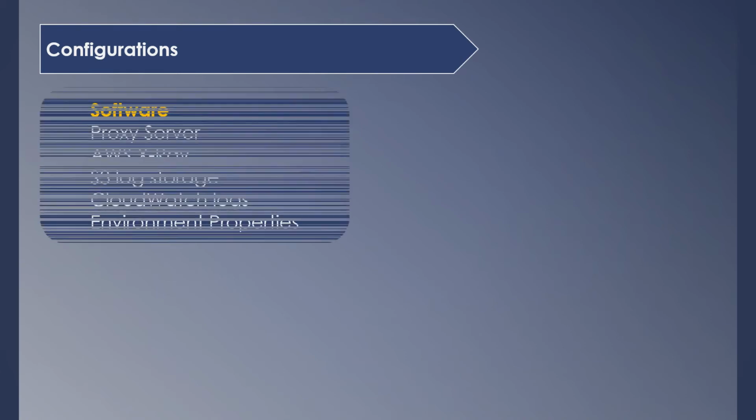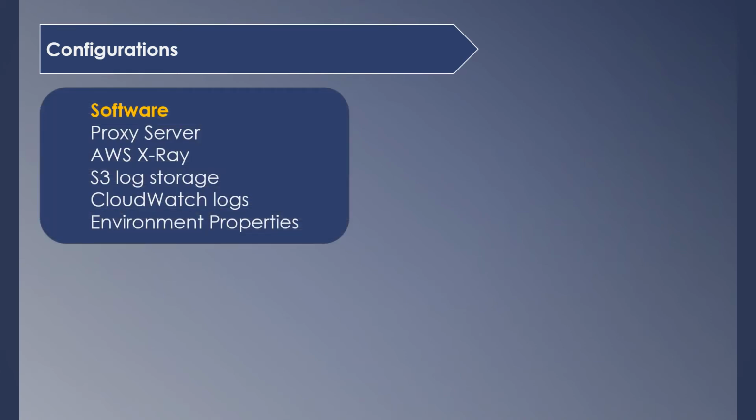There are 12 main categories of configurations, and under each category you have a set of options to choose from. The first category is software, under which you can select the proxy server for client connections, which can be either Apache or Nginx. This is a platform-specific configuration. Then you can either enable or disable AWS X-Ray for debugging. It's disabled by default, and when enabled comes with additional costs.